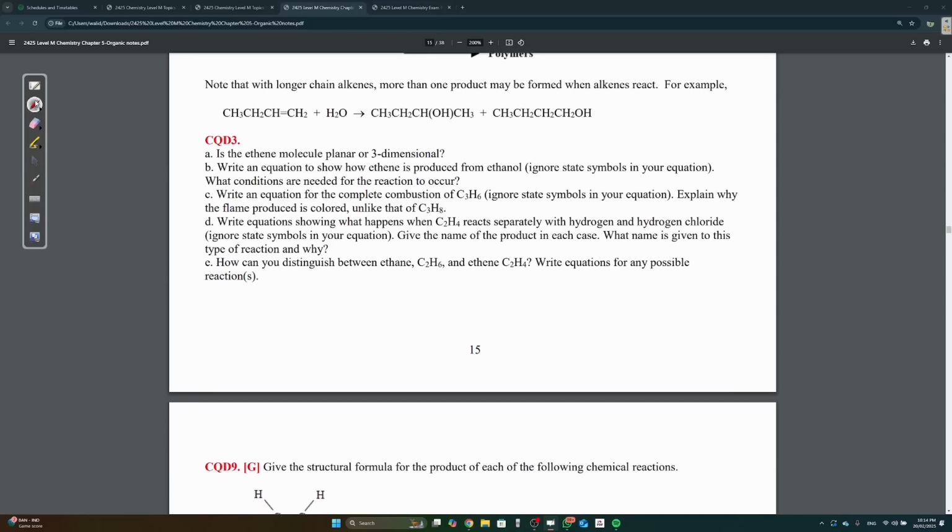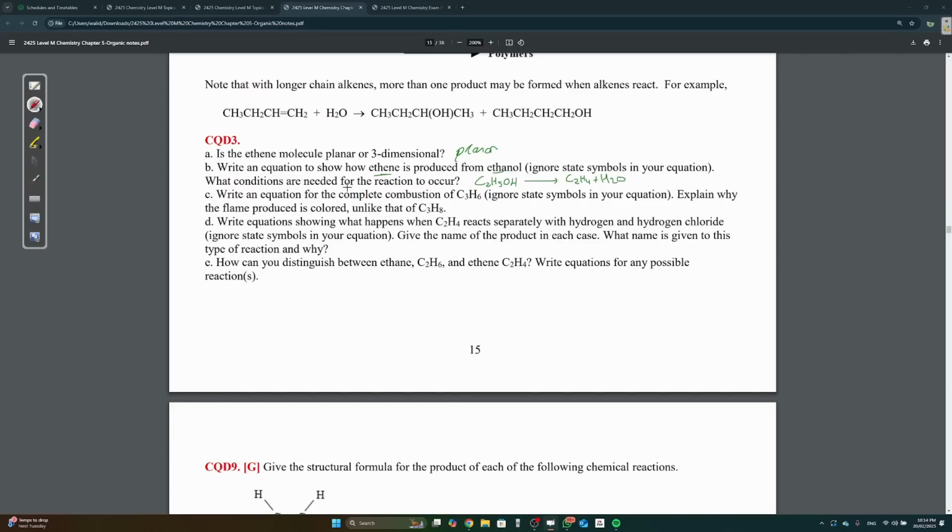CQD3: is ethene planar or three-dimensional? Obviously planar. Write an equation to show how ethene is produced from ethanol. How do you get an alkene from an alcohol? Remember, it's a dehydration reaction. Ethanol is C2H5OH. How do I know? Because alcohol is CnH2n+1OH. Just plug in eth, which is 2 carbons, as your n, and you're going to get C2H5OH. Remember, it's dehydration of an alcohol, so you remove water. So you're going to get ethene, C2H4, plus H2O.